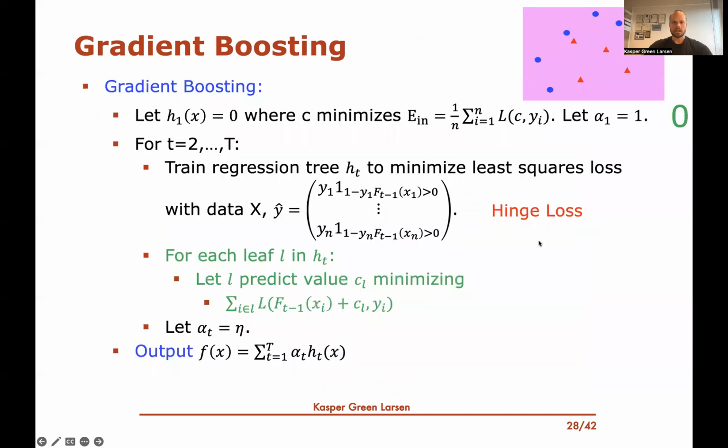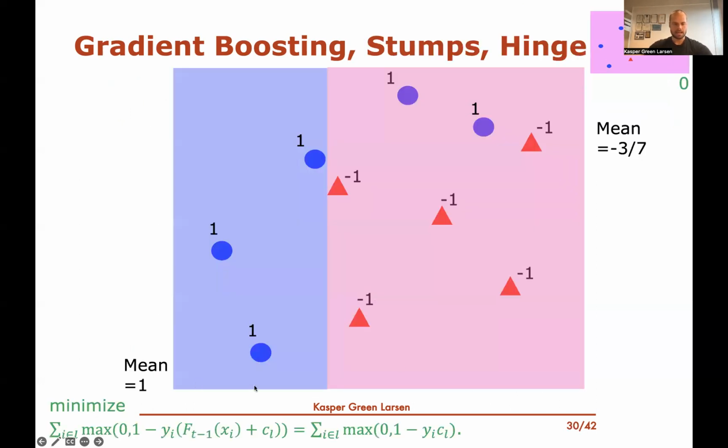Okay. And now the trick was that we're going to take that stump that we just trained, the one that returns these mean values, and then change the predictions in the leaves so as to minimize the contribution to the loss function by the points in that leaf. So we already know what this loss function is. It's the Hinge loss in our example. So it's the maximum of 0 and 1 minus the label yi times the current prediction plus whatever we choose to predict in this leaf. So we have to figure out a way to minimize this expression.